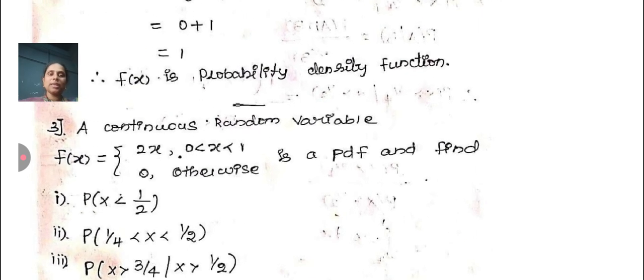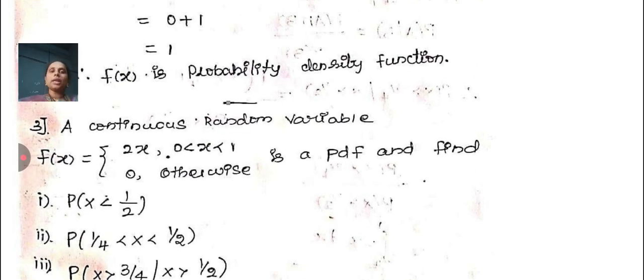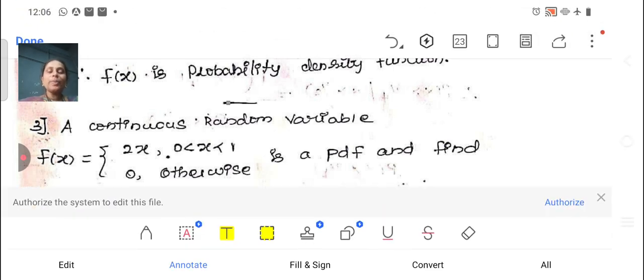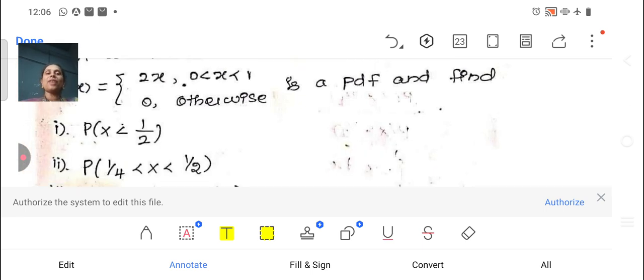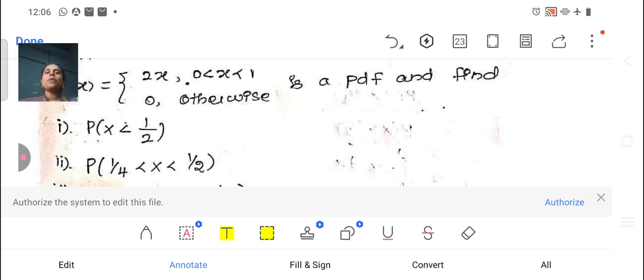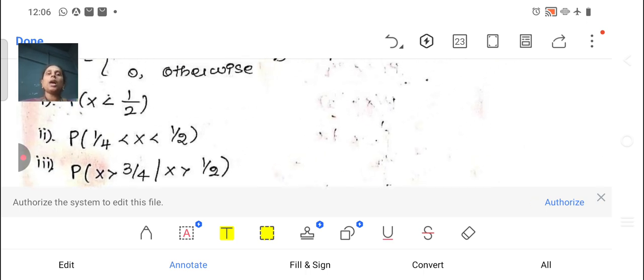Next we are going to see another problem. A continuous random variable has f(x) equal to 2x, where x varies from 0 to 1, otherwise 0. This is a probability density function, so we don't need to check that. Here we want to find some probabilities: P(X less than 1/2), x varies from 1/4 to 1/2, and P(X greater than 3/4 given X greater than 1/2). Here the last is a conditional probability.